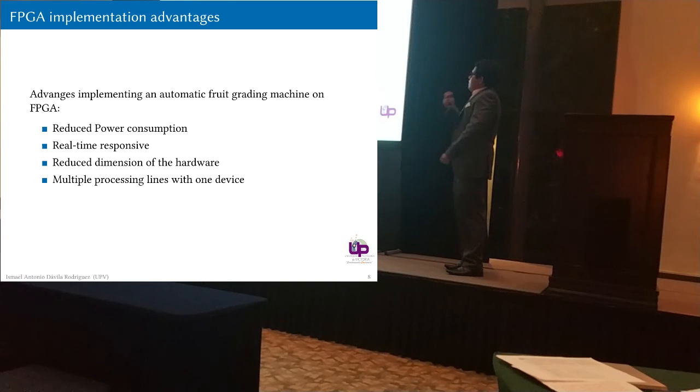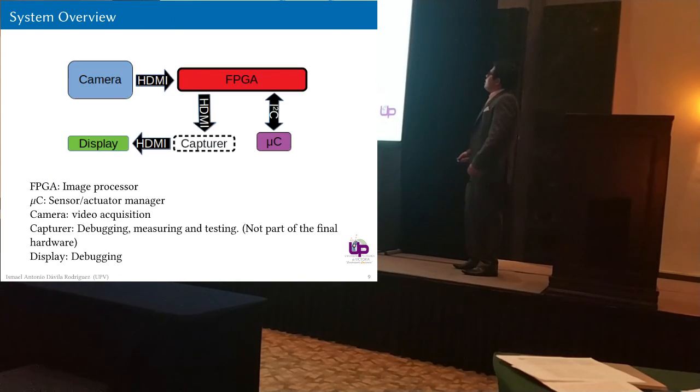So, what are the FPGA implementation advantages? As we know, it has reduced power consumption. Also, it's real-time responsive, the hardware has a reduced dimension, and we can instantiate multiple processing lines in one device and work with all of them in parallel.